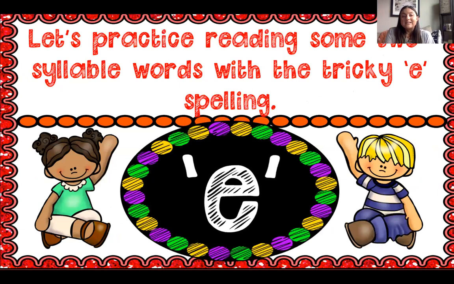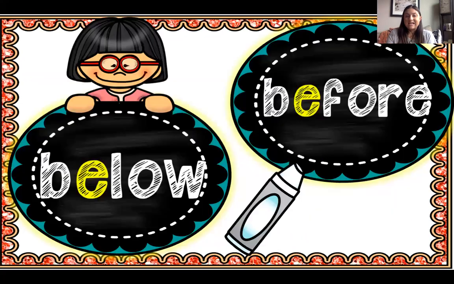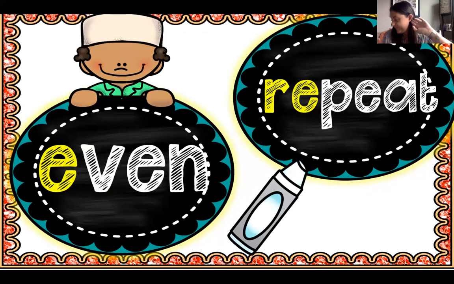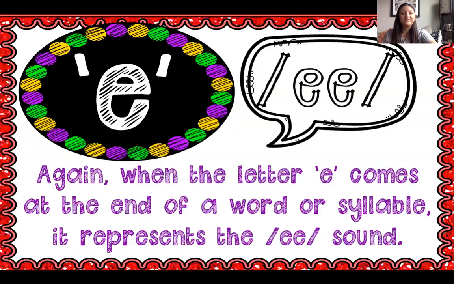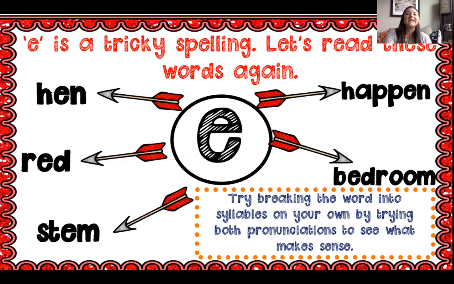Let's practice reading some multi-syllable words with E. All right, ready? I'll say one, and then you're gonna repeat after me. Below. Ooh, see how I have the E sound. Before. Even. Repeat. Alrighty. Again, when the letter E comes at the end of a word or a syllable, it represents the E sound. E is a tricky spelling.